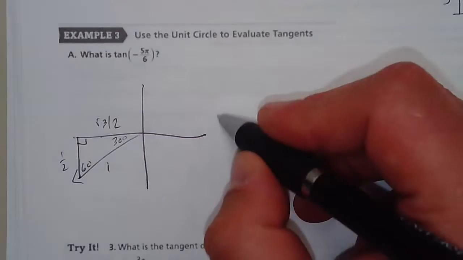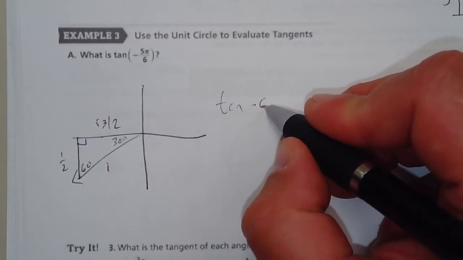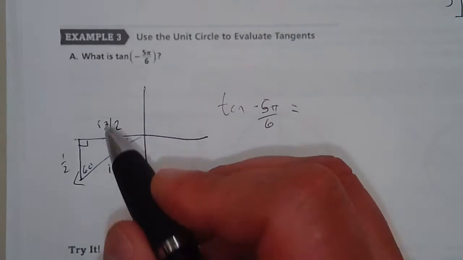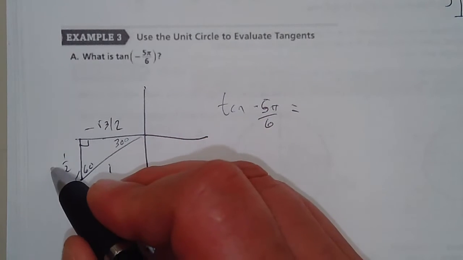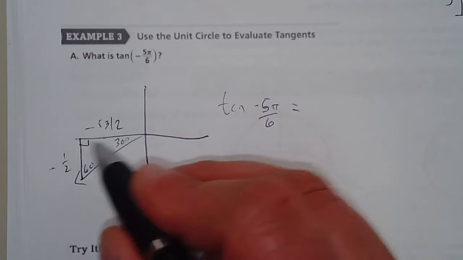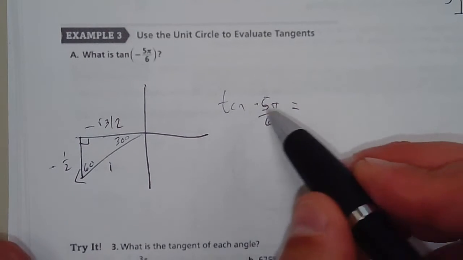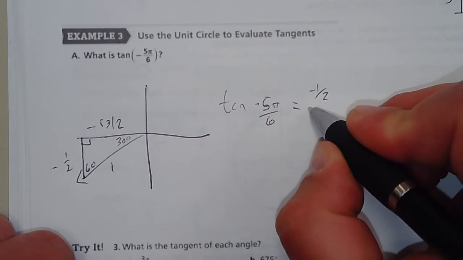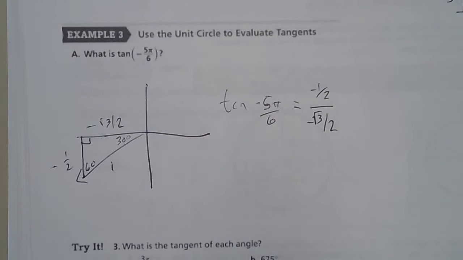All right, so now what's tangent going to be? Tangent of negative 5 pi over 6. Because we are in the third quadrant, these are negative values. Negative, negative, because you're going left and you're going down. So they both have to be negative. When we do tangent, which is opposite over adjacent, this is going to be negative 1/2 over negative root 3 over 2.